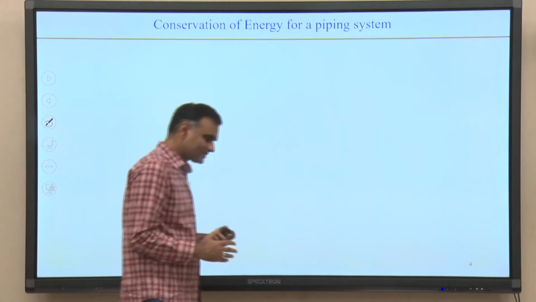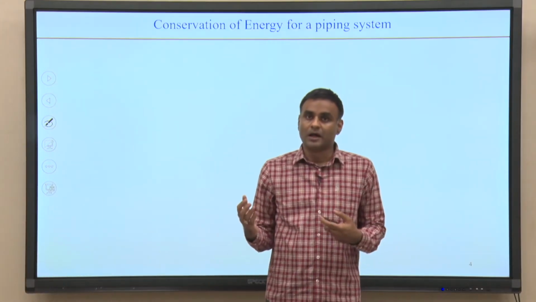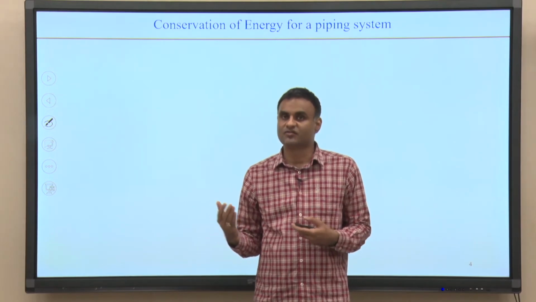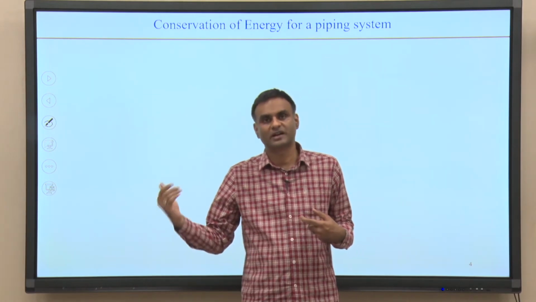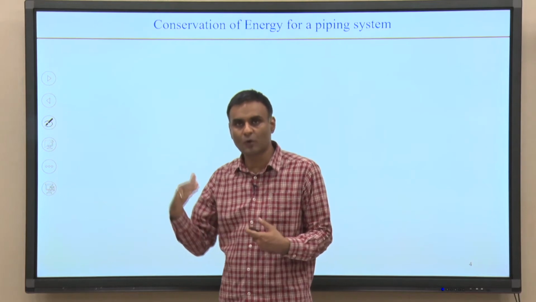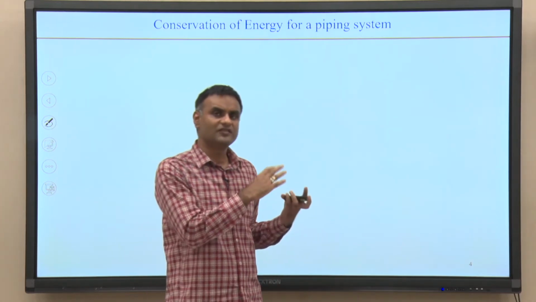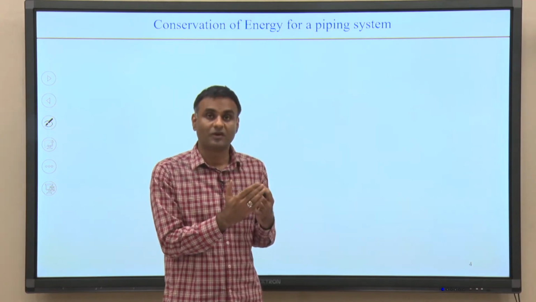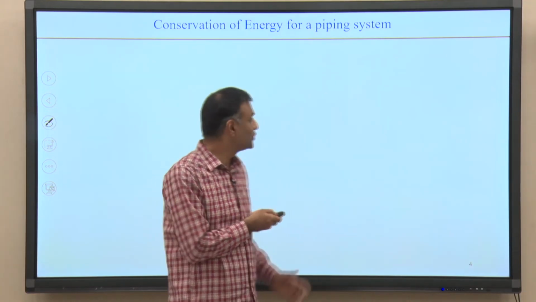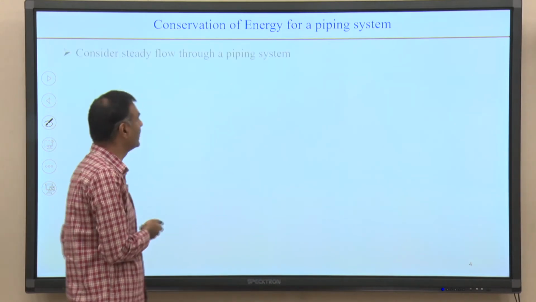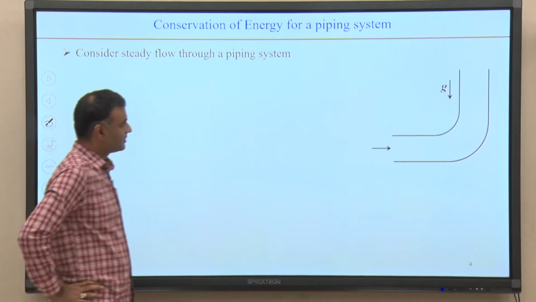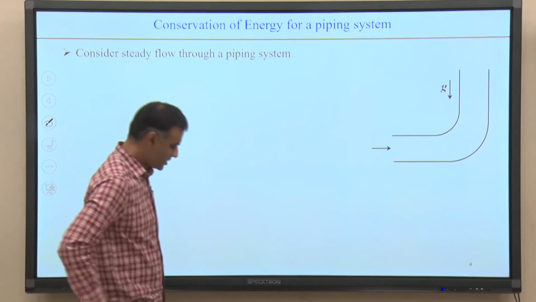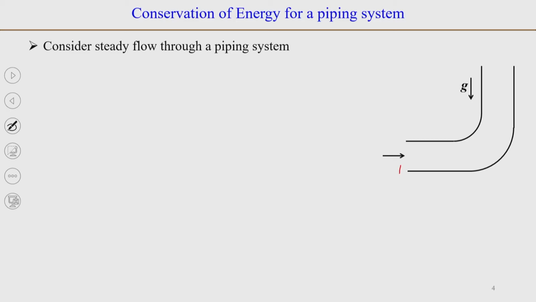Now, when we discussed the Reynolds transport theorem and the integral analysis, we looked at, apart from mass conservation and momentum conservation, the energy conservation. So, we will go back to the energy conservation, where we applied it for the piping system. We will recall that. If we consider a steady flow through a piping system, we can take a simple pipe with a bend. The flow is coming in, let us say, at section 1 here, and it is going out at section 2.